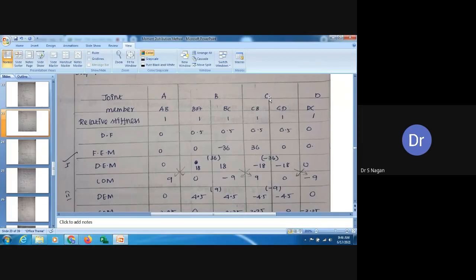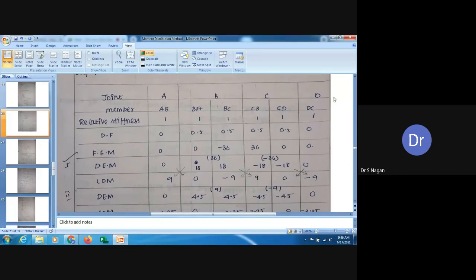Now come to joint C. At joint C, what is the unbalanced moment? Can anyone tell me? Unbalanced moment is 9, sir. Balancing moment is minus 9, sir. Very good. So we have 9 plus 0 as the unbalanced moment. So it needs to be balanced by minus 9, write it within bracket using pencil. Multiply this minus 9 by the corresponding distribution factor. So minus 9 into 0.5 will be minus 4.5.